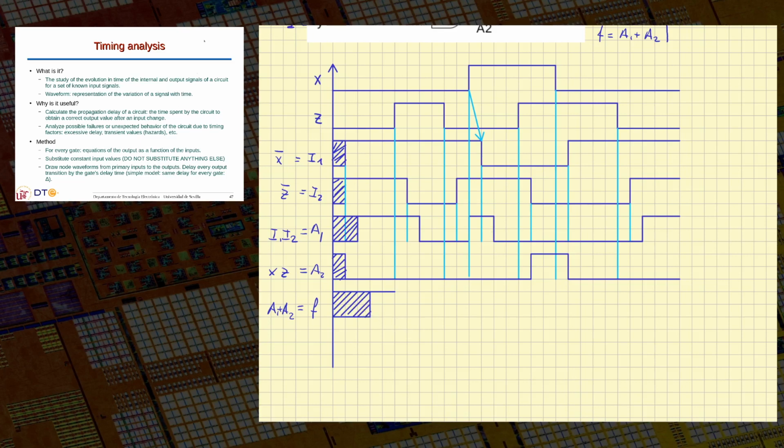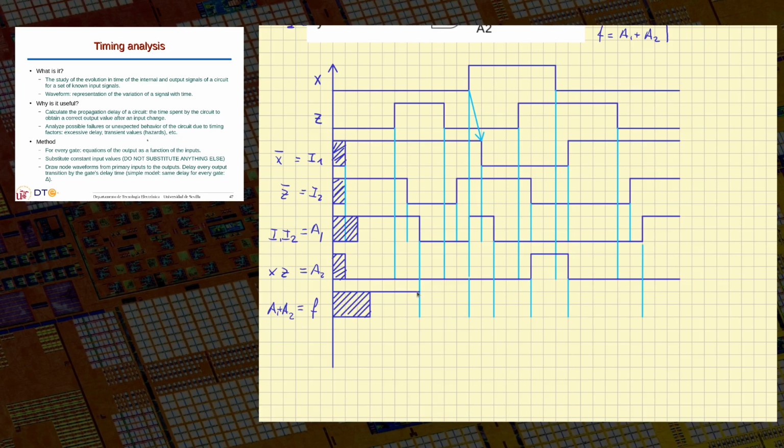And now, as we have done before, anytime that A1 or A2 changes, A1 changes here, I may have a change in the output. So I will put help lines to know where I must evaluate the possible changes in F. This is not actually completely necessary, but it's a very good way to not make mistakes.